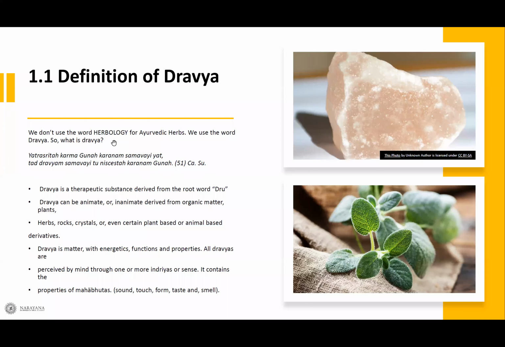Like I said, we don't use the word herbology. We use dravya. Of course, I call it dravyology. Somebody was telling me to get that word trademarked.